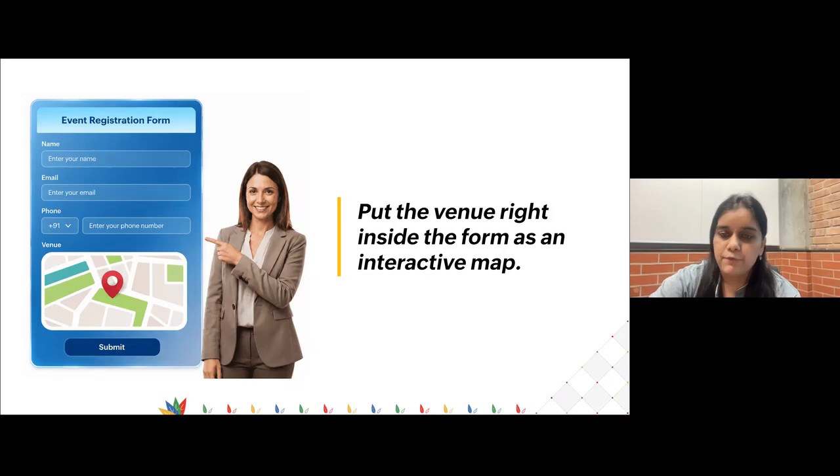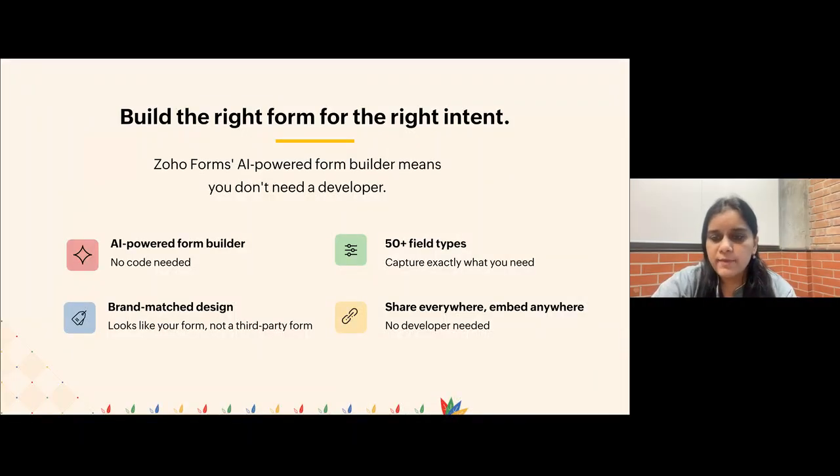So until now, we have focused on building the event registration form. But every event involves many more different interactions. You may need a speaker application form, a sponsor sign up form, a volunteer registration, an RSVP form, an event review form, a lot of forms. And each one has a different purpose. So each one should be designed differently. Now that's why Zoho Forms gives you the flexibility to build the right form for the right intent without writing a single line of code.